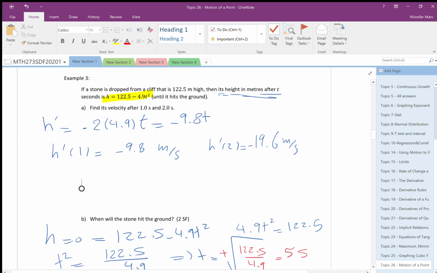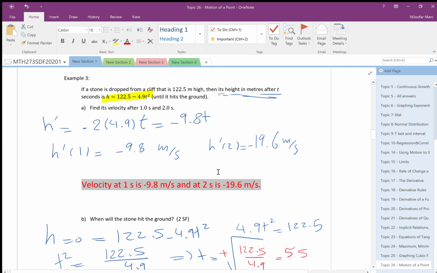so here you can write velocity is minus 9.8 meter per second, or velocity at 1 second. At 1 second is this, and at 2 seconds is minus 19.6 meter per second. Okay, so you have to have the sentence.